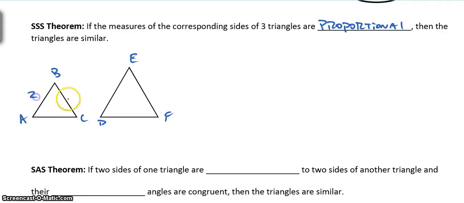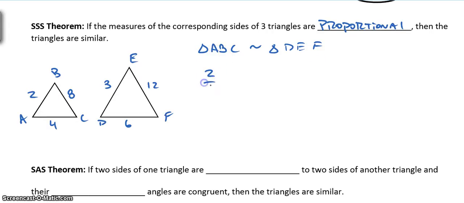So let's say this is 2, 4, 8, and this is 3, 6, 12. So if I say triangle ABC is similar to triangle DEF, I would have to show that these proportions are equal. So AB and DE match up, so 2 is to 3, as AC and DF match up, as 4 is to 6, as our last remaining piece, 8 to 12.